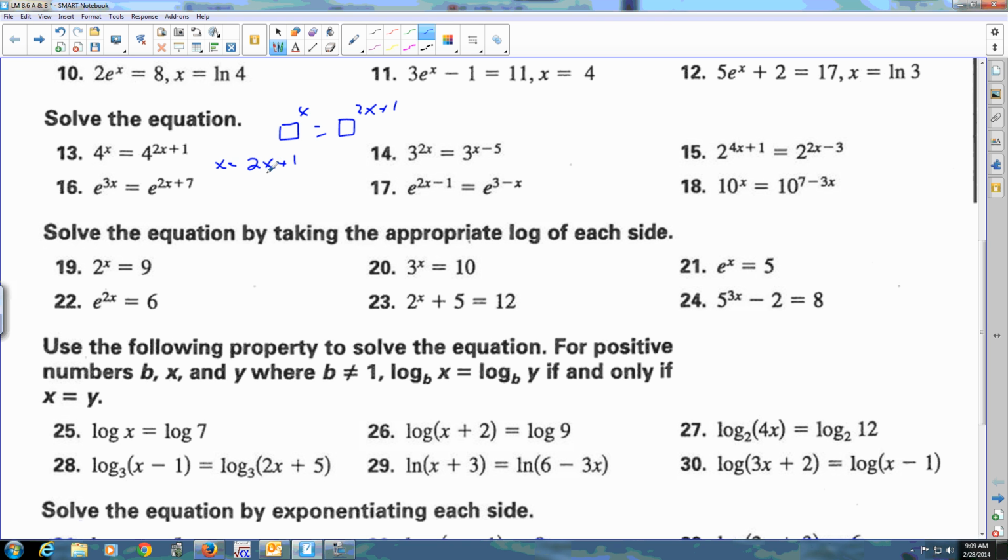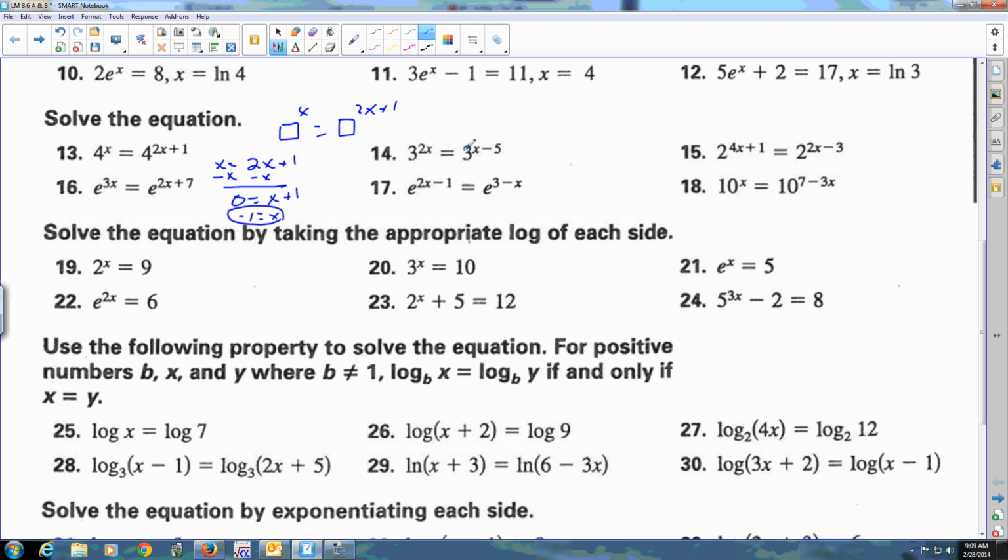How about subtract this x off? And you got 0 is equal to x plus 1. And now move the 1 over. Negative 1 is equal to x. And you're done. You didn't need to do anything with logarithms to do it.